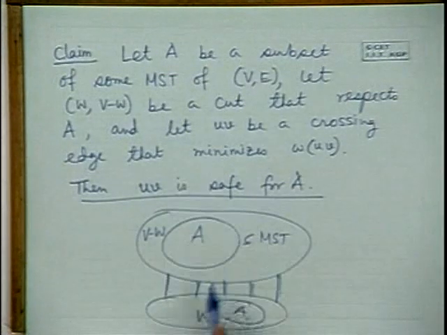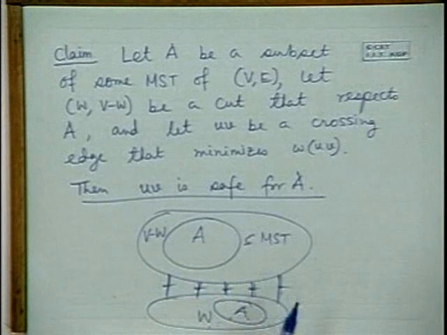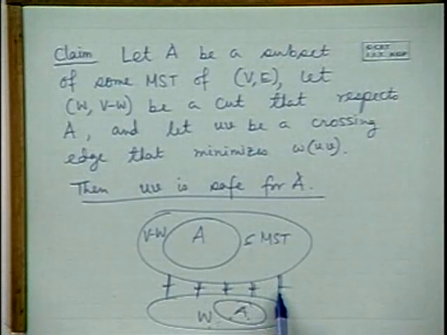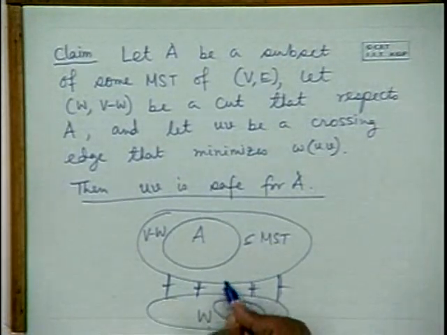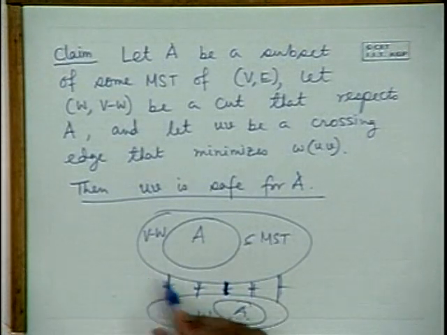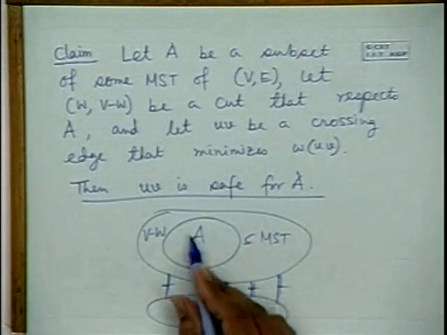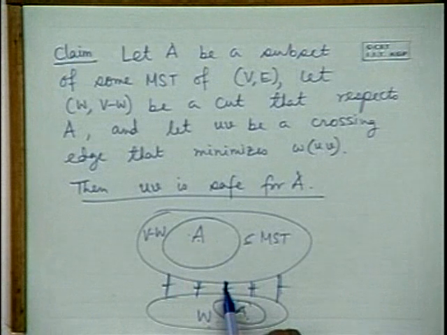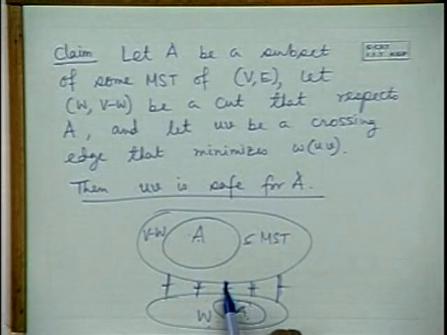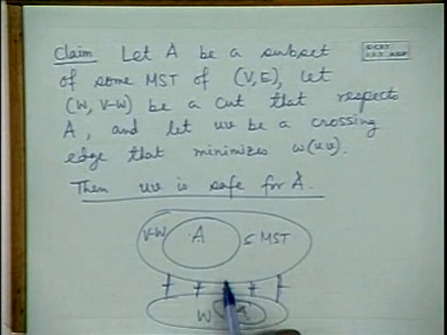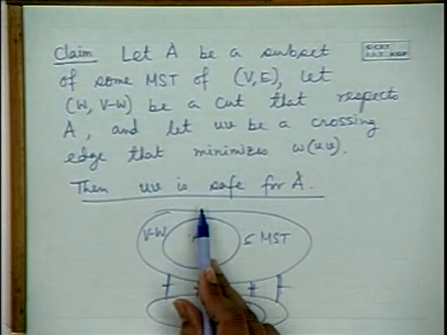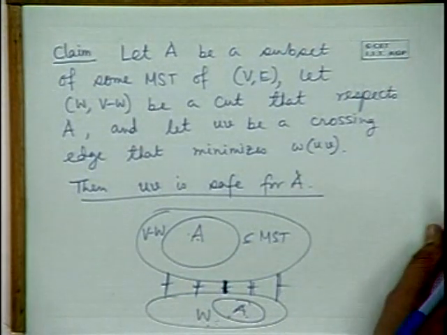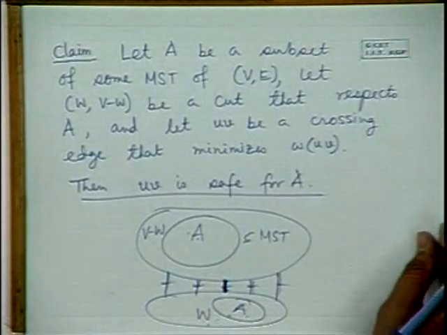Now what this claim is saying, look at these edges which are crossing this cut. From these edges you take the edge which has the minimum weight. So suppose this is the edge which has the minimum weight among all these edges. We are saying this edge is safe for A. So if you take A union this edge, that new set also is a subset of some MST. That's what this claim is. Have you understood everybody? The claim is very important. It's long, but it's saying exactly this picture.